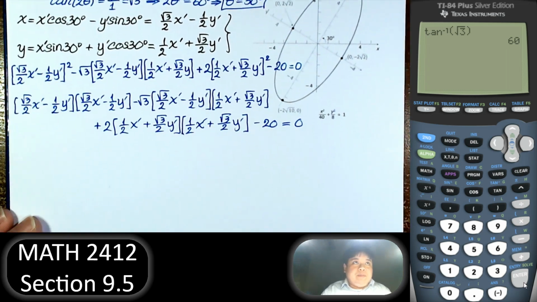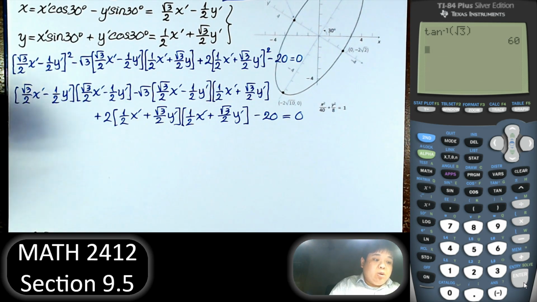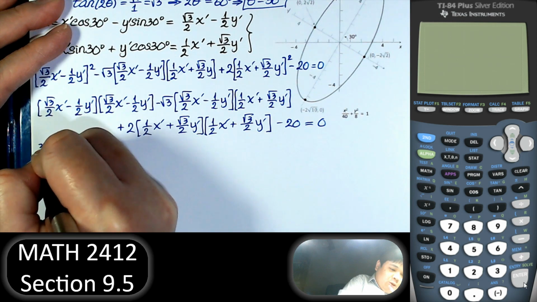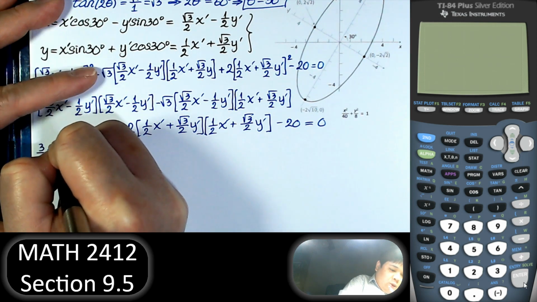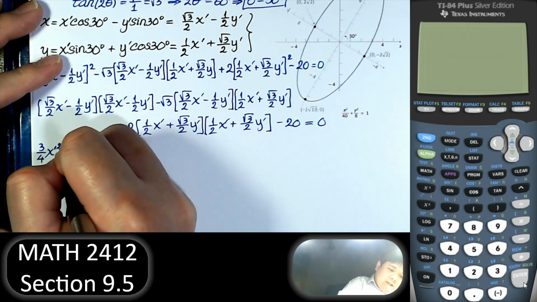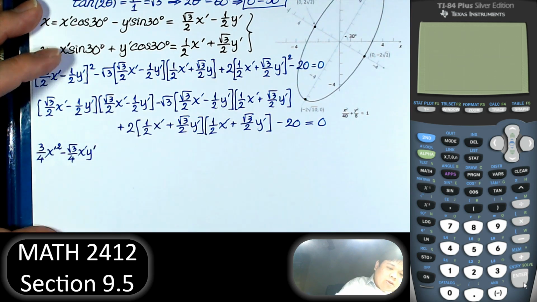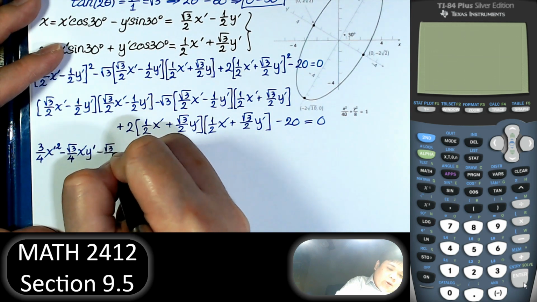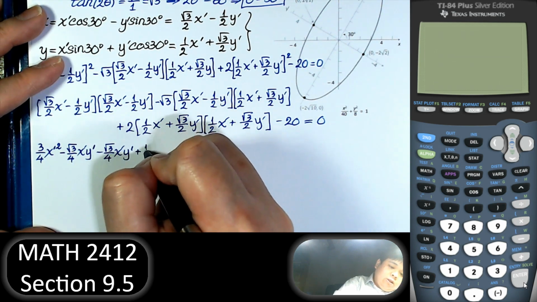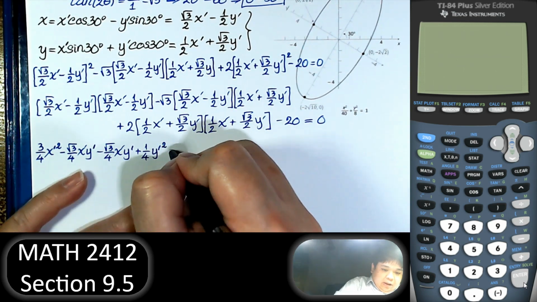Now just multiply it out. Square root of 3 times square root of 3 is 3, over 2 times 2 is 4. So once again, I'm going to write very small. 3 over 4 x prime squared, and multiply that: square root of 3 over 4 x prime y prime, and minus another square root of 3 over 4 x prime y prime. 1/2 times 1/2 is 1/4 y prime squared, minus square root of 3.